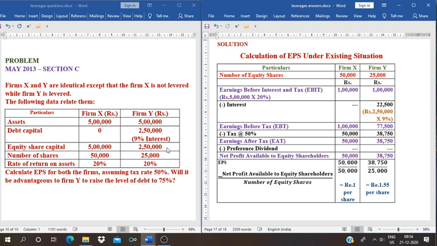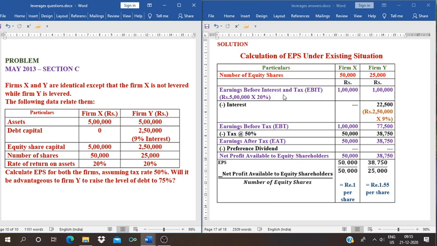Okay, first look at the solution for the first one, that is the existing situation or given information. We are going to calculate the EPS first. Calculation of EPS under the existing situation. For both the companies at a time we are going to calculate the EPS, firm X and firm Y. Number of equity shares is given in the problem: 50,000 and 25,000, which I have entered here.